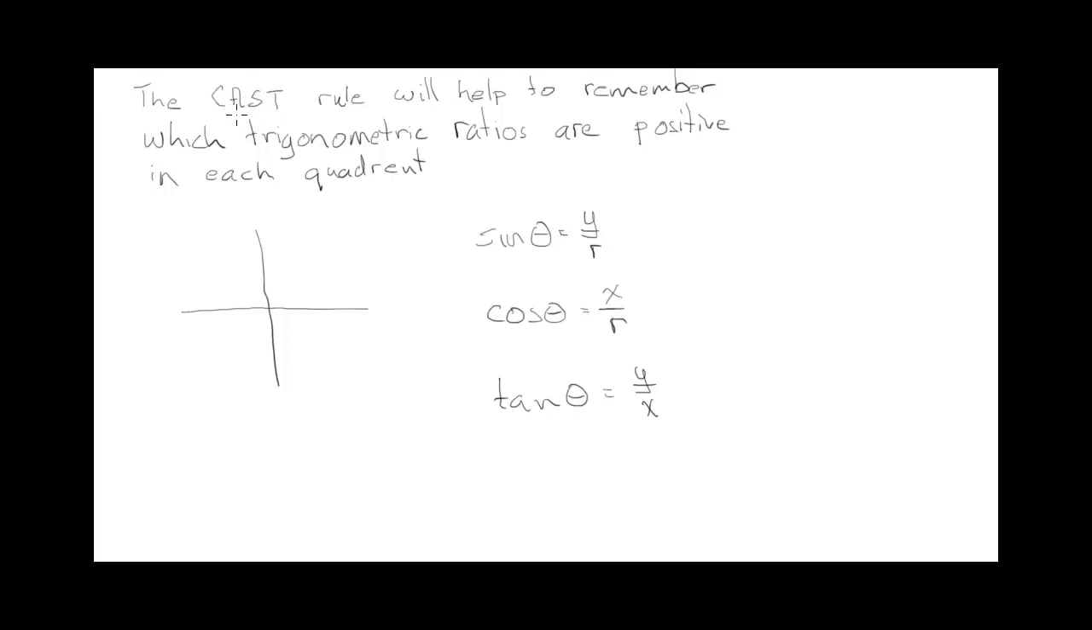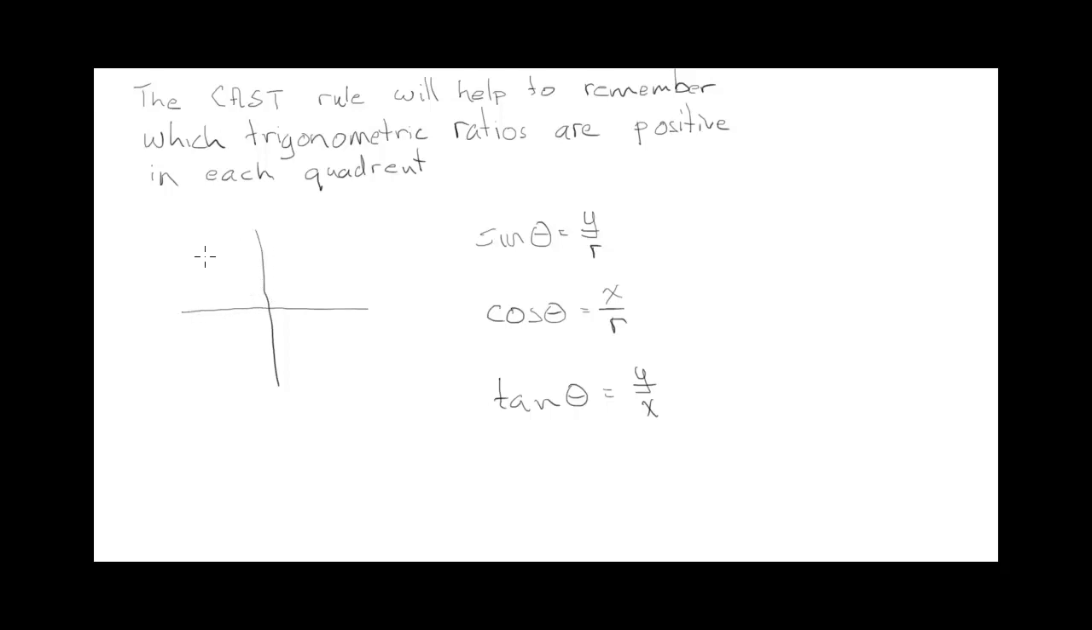It's what we call the cast rule. The way the cast rule works is it tells you which trig ratios are positive in each quadrant. So let's just think about which ratios would be positive in each quadrant. Let's think about the second quadrant here.